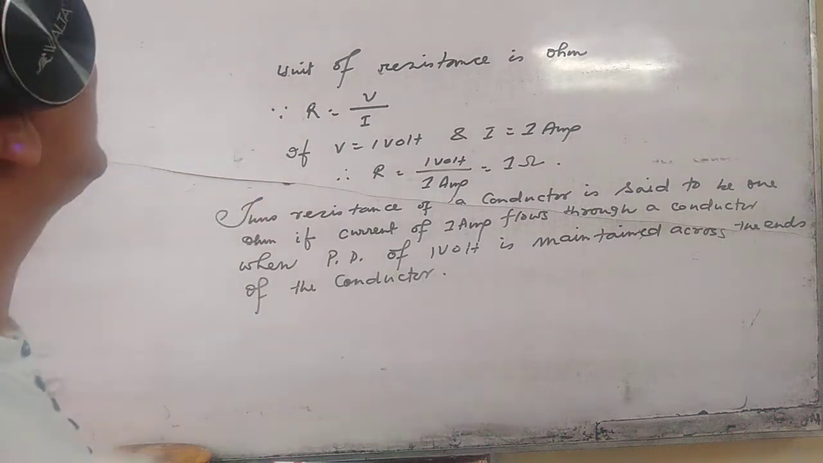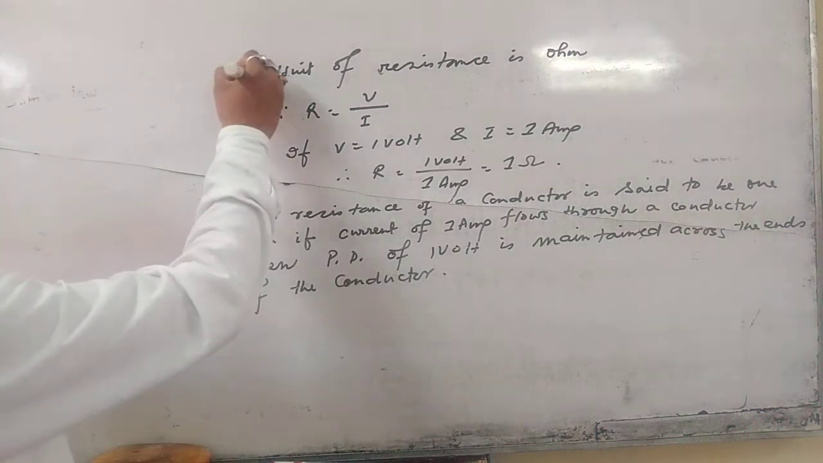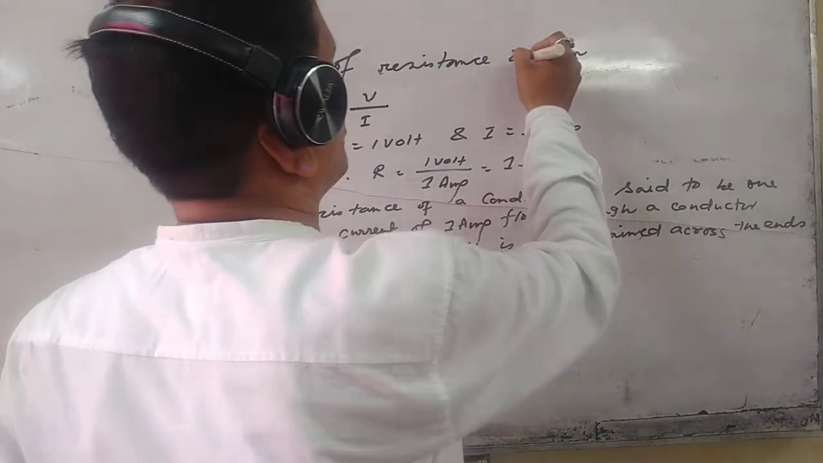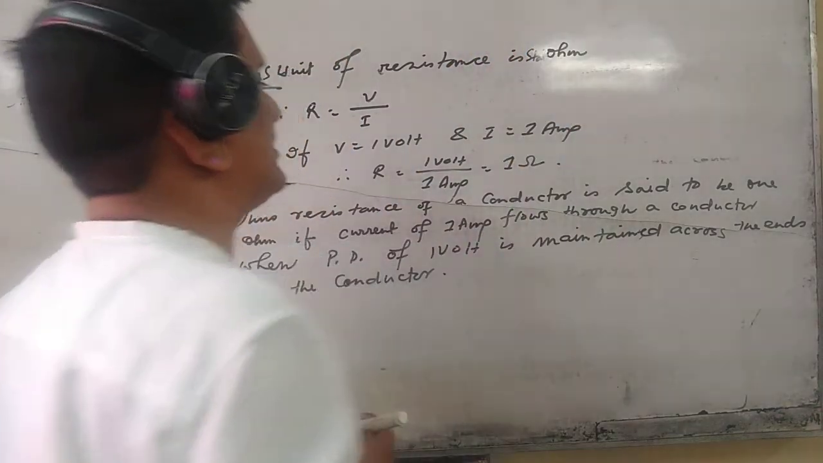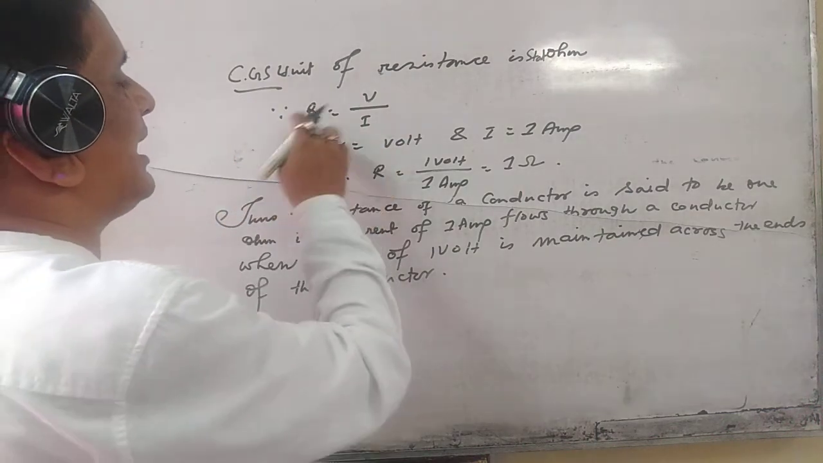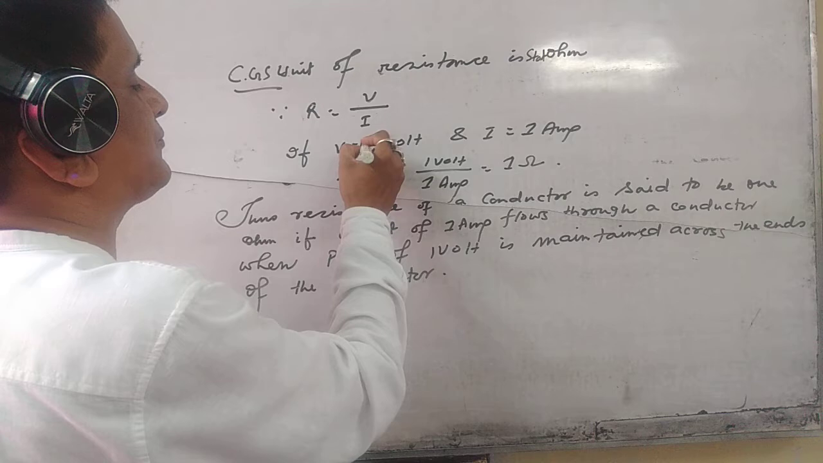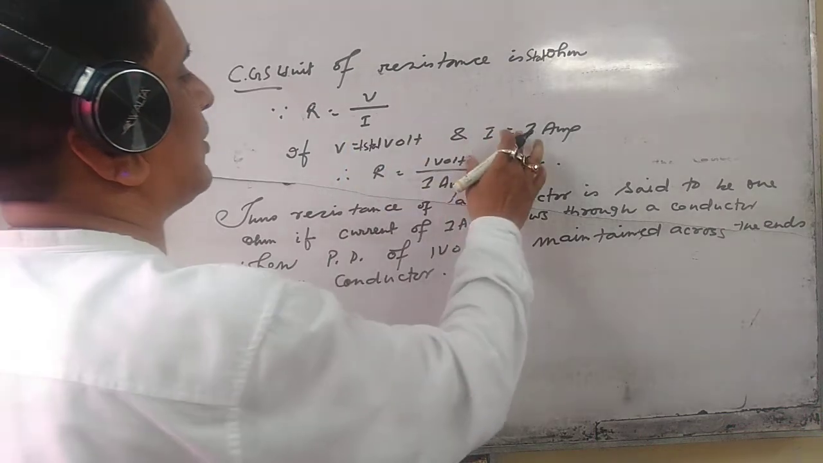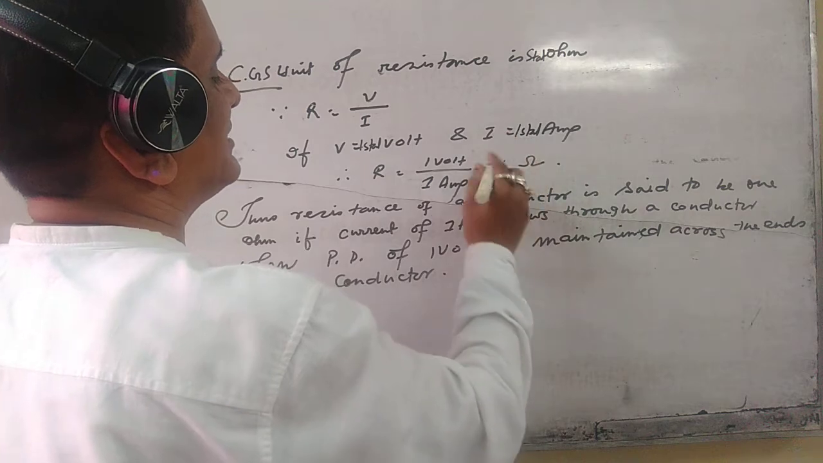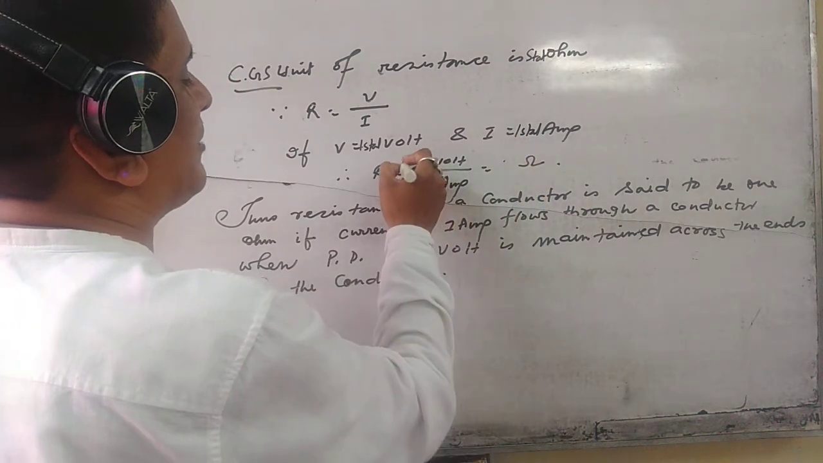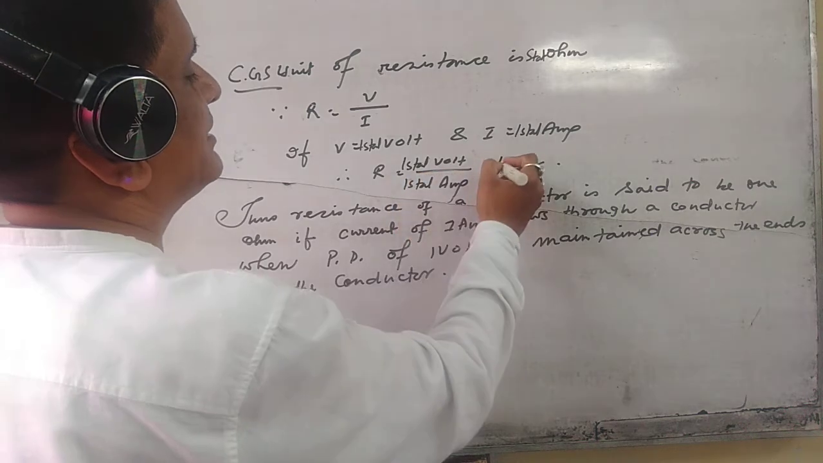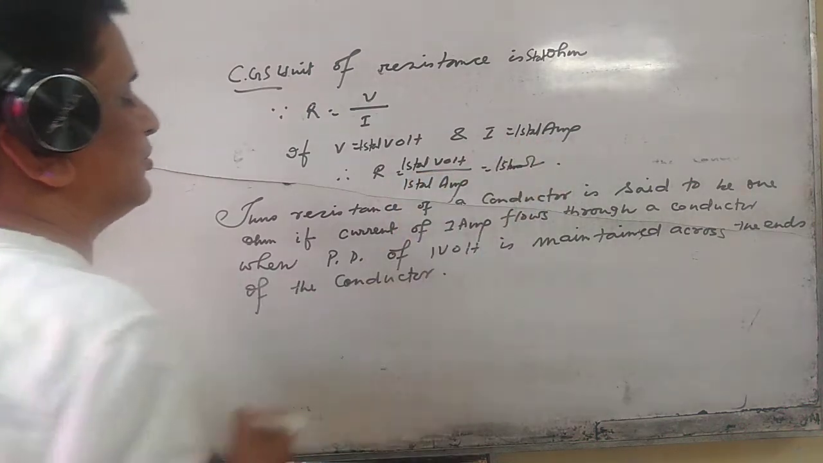Now, what is the CGS unit? The CGS unit is generally of two types. One is known as stat ohm and the other one is known as ab ohm. Since again R equals V by I, if V is equal to 1 stat volt and I equals 1 stat ampere, then R equals how much? 1 stat volt by 1 stat ampere is equal to 1 stat ohm.